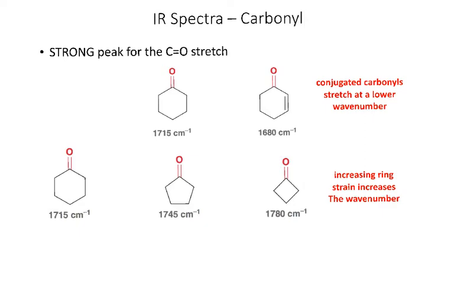One thing we didn't talk about last semester was the effect of ring strain. And so here you can see with a six-membered ring, where we have relatively small amount of ring strain, the frequency is about where we'd expect it. But as the ring gets smaller and the ring strain increases, that tends to shift the frequency of the carbon-oxygen stretch to higher wave numbers.